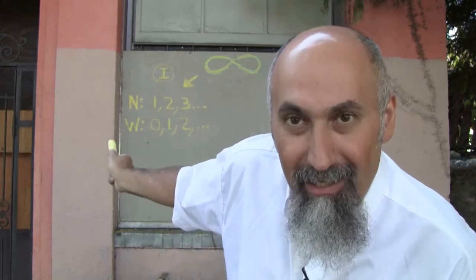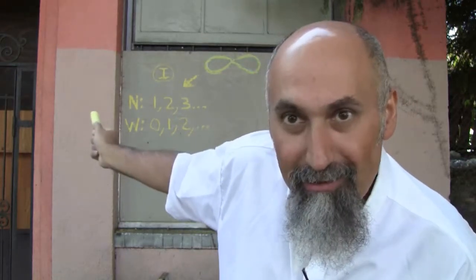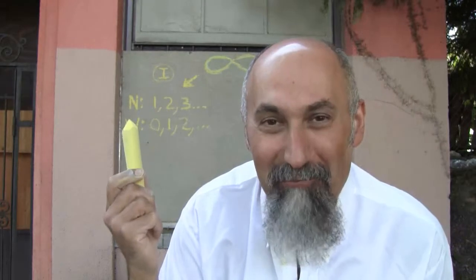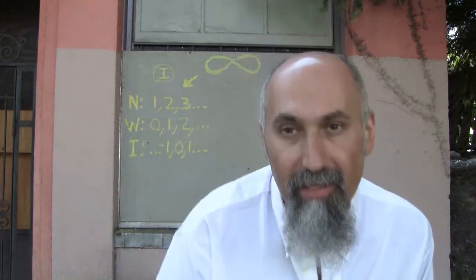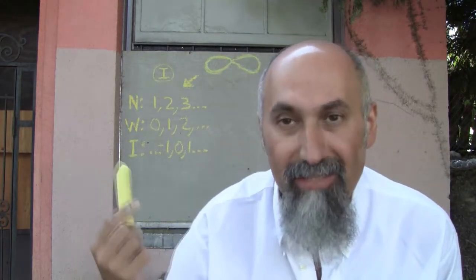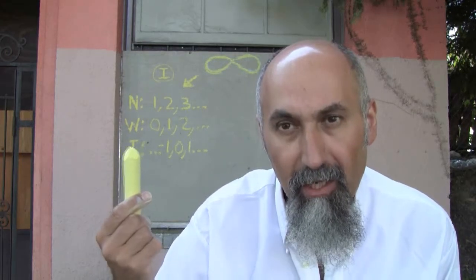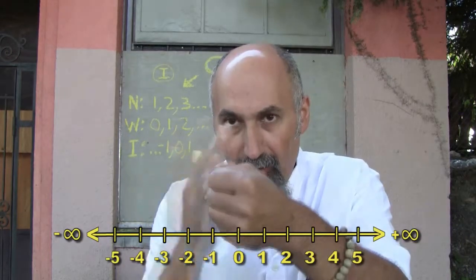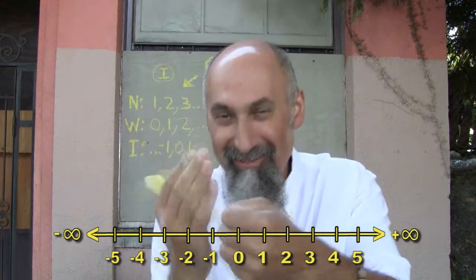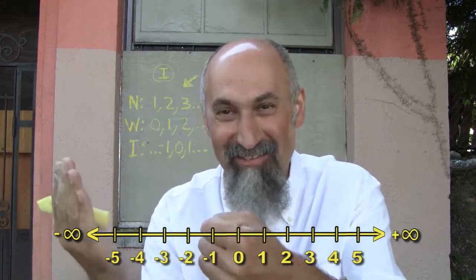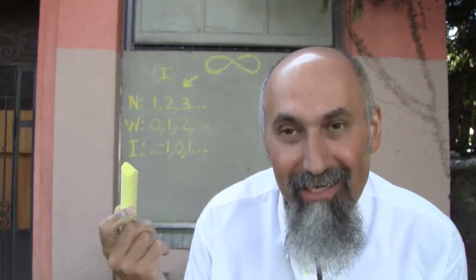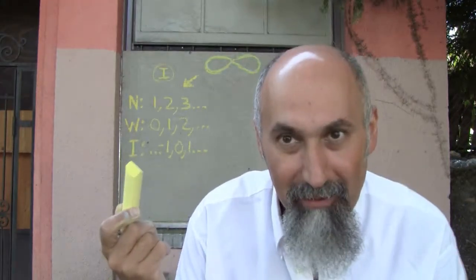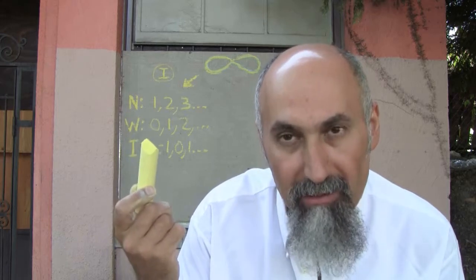The integers is double the natural numbers plus 1, right? So the integers are positive and negative whole numbers, positive and negative natural numbers, including the number 0, right? So it's 0, and then all the positive numbers, or if you're looking at the video, all the positive numbers and all the negative numbers, right? And the integers infinity is twice as big as the natural numbers plus the number 0, right?